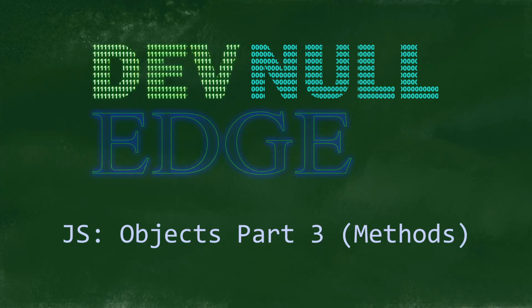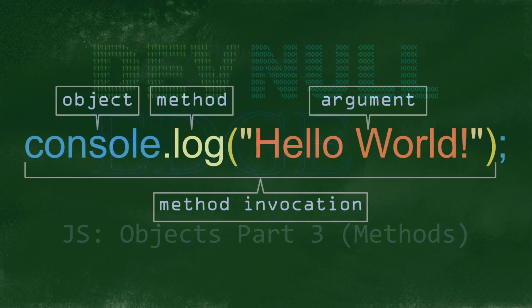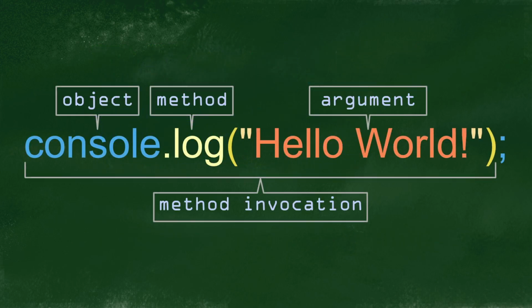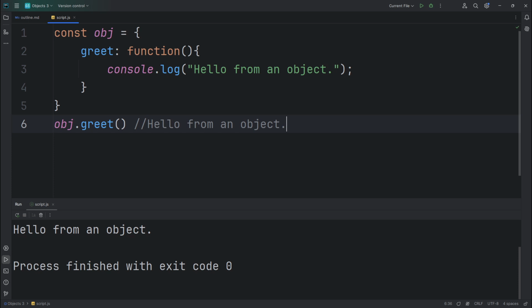It is possible to store functions as property values of objects. This type of function is referred to as a method. We have already been using methods since the Hello World program, but I didn't call it that before. The console is an object and log is a method. We can also define our own methods.